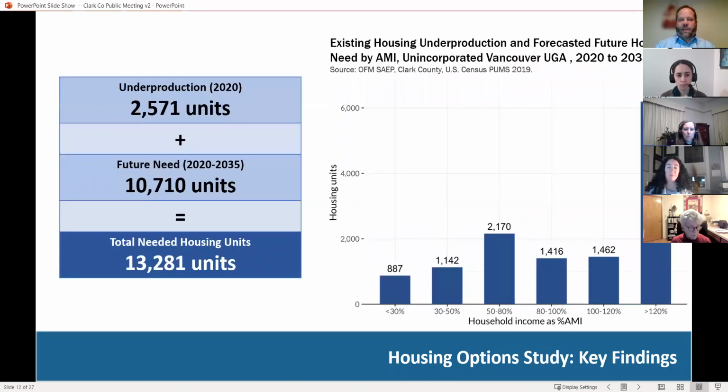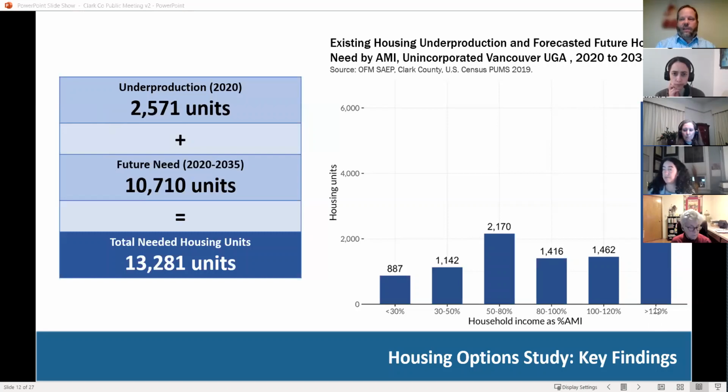And then finally, in terms of needed housing units, over the next 15 years, Clark County is going to need about 13,300 housing units, some from current underproduction, and some based on future need to respond to growth. And in this chart on the right, we can see that a little more than 6,000 of those households are going to fall in the 120% or more of area median income percentage.